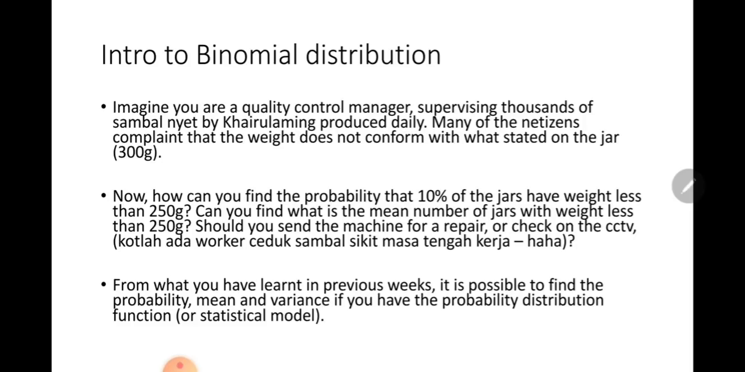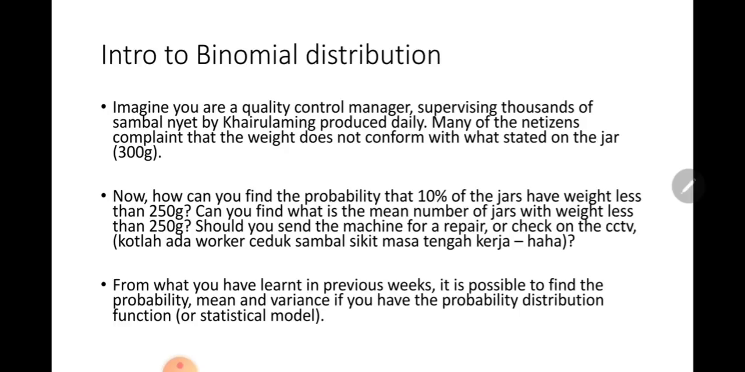Maybe there's a worker doing the work, so he pinches the sambal a bit. So as a quality control manager, these are the things that you need to check using statistics. This is doable. Alright, so from what you have learned in previous weeks, discrete and continuous random variable, it is possible for you to find the probability, mean and variance if you have the PDF. Okay. Alright, so now how do you get the PDF? How do you get the function?